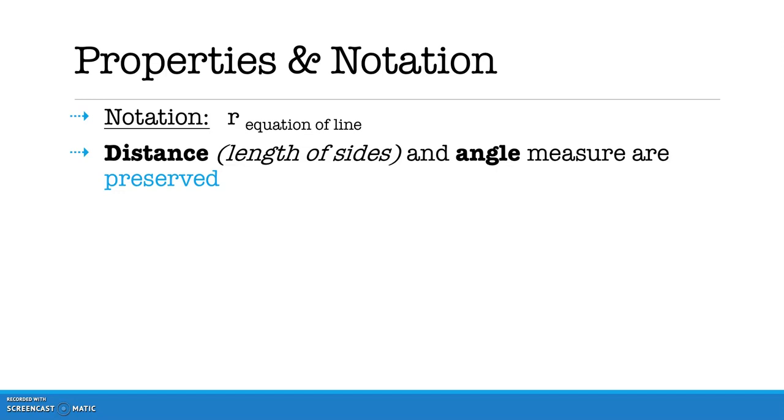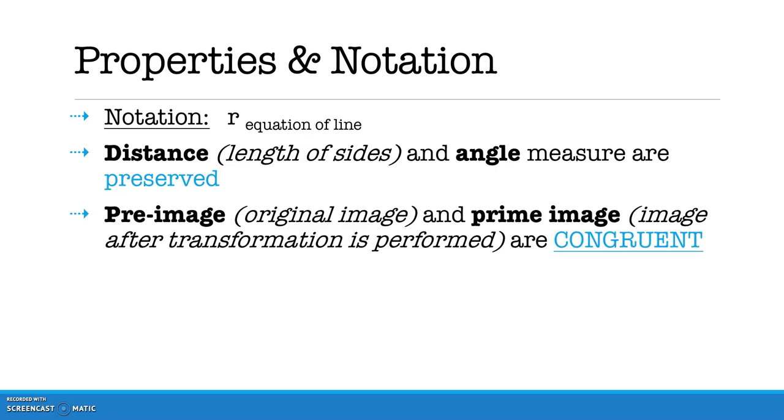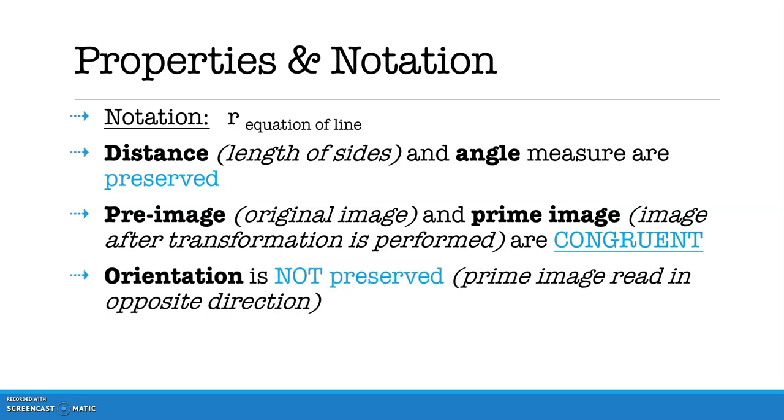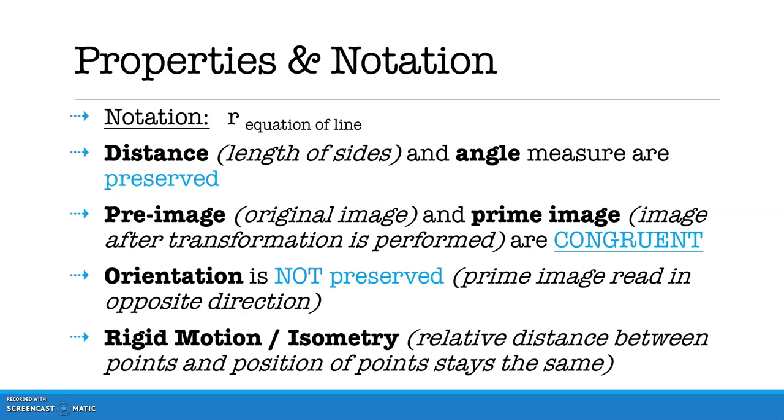A reflection preserves distance and angle measure, therefore your pre-image and prime image will be congruent. As previously stated, orientation is not preserved since the way that you read your vertices in your prime image will be in the opposite direction. However, since the pre-image and prime image are still congruent, reflections are known as rigid motions or an isometry.